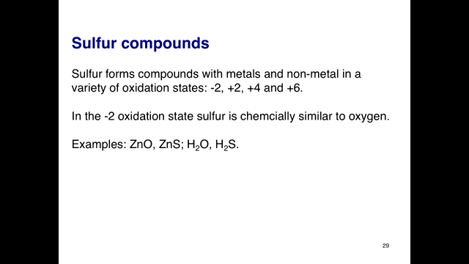Let's move on to sulfur compounds now. And for sulfur we see a much wider range of oxidation states, and that's because sulfur is not as electronegative as oxygen. For oxygen we only see 0, -1, -2. For sulfur we see -2, 0 in the form of elemental sulfur of course, +2, +4, +6.